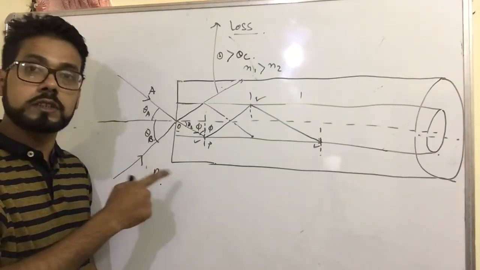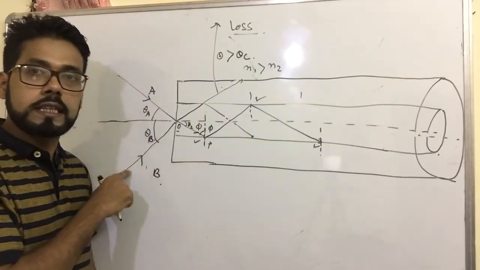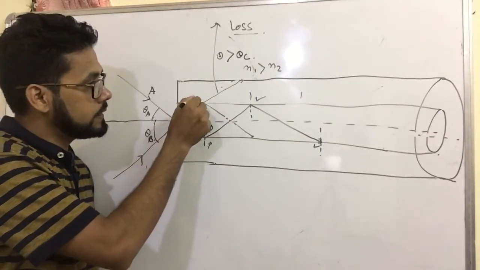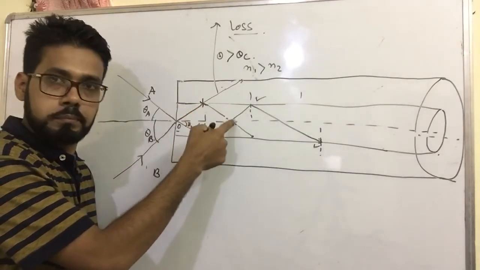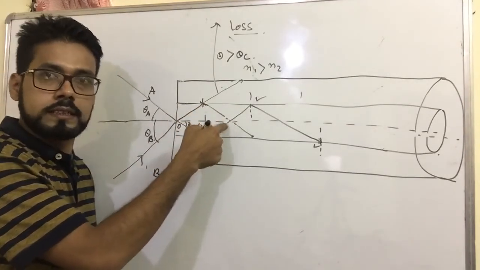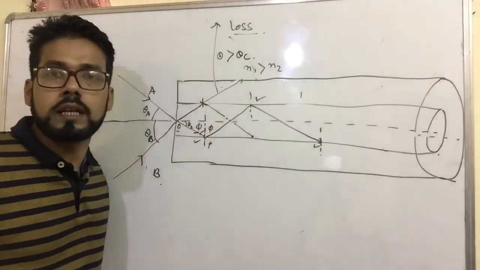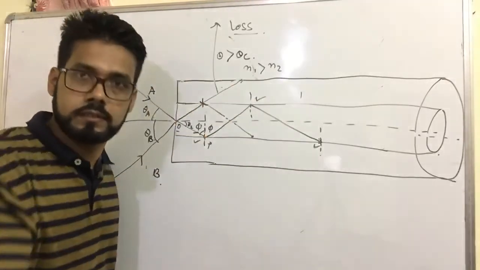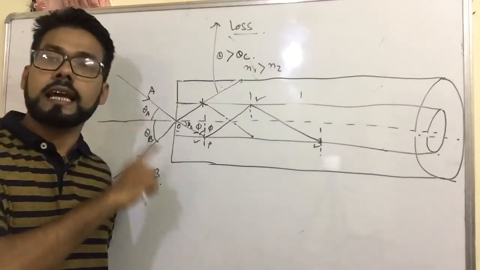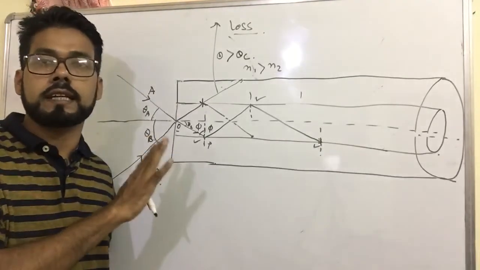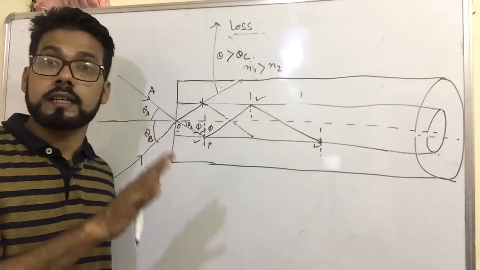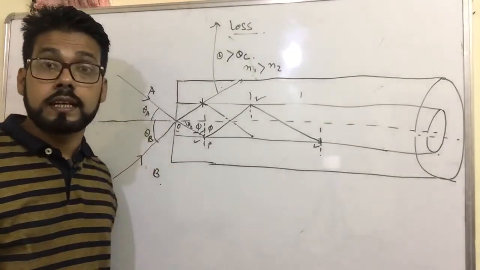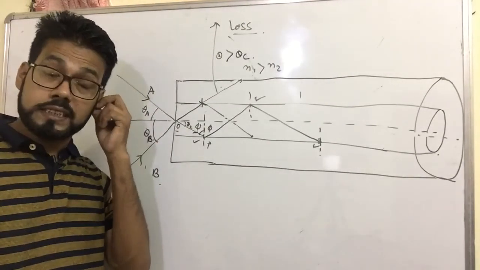But at another angle, which is not equal to theta A, we allow electromagnetic radiation to fall, but at this point the ray moves to here. Some portion of light moves back toward the same medium, and some portion of light moves to the rear medium. As a result, this radiation will be lost. Only the specific angle at which total internal reflection takes place is allowed, and this angle theta A is known as the acceptance angle.